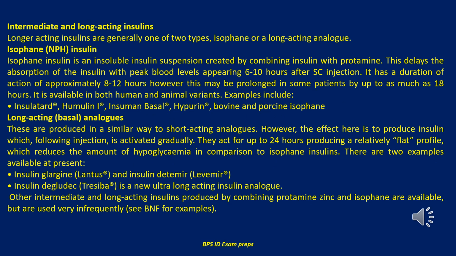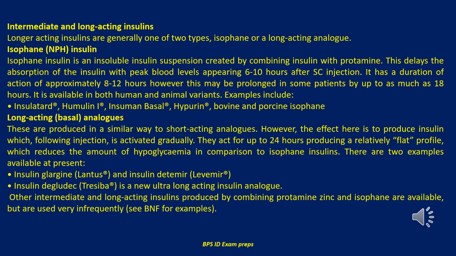Next we will discuss intermediate and long-acting insulins. Longer-acting insulins are generally one of two types, isophane or a long-acting analog. We will begin with isophane, that is NPH insulin. Isophane insulin is an insoluble insulin suspension created by combining insulin with protamine. This delays the absorption of the insulin, with peak blood levels appearing 6 to 10 hours after SC injection.